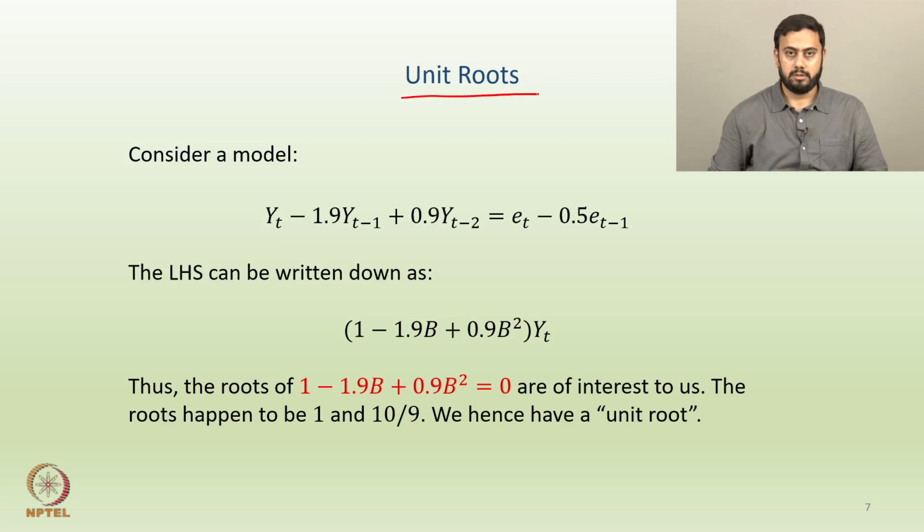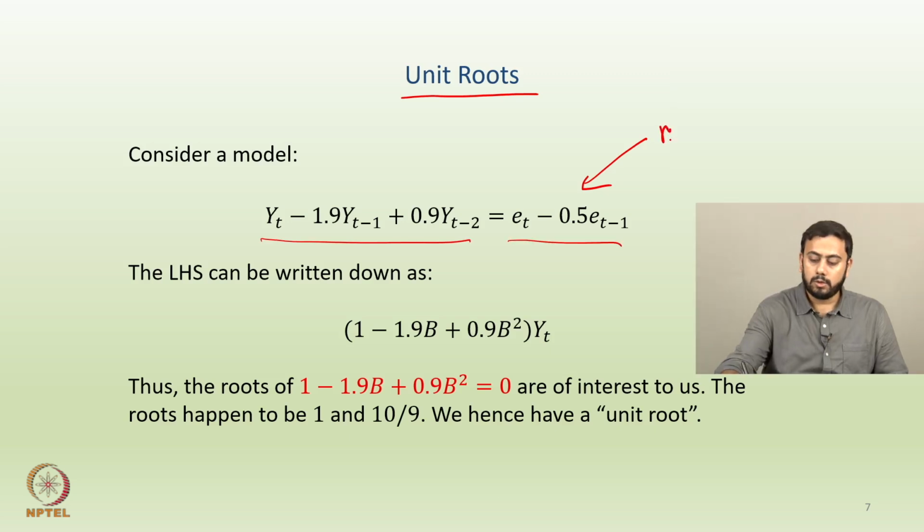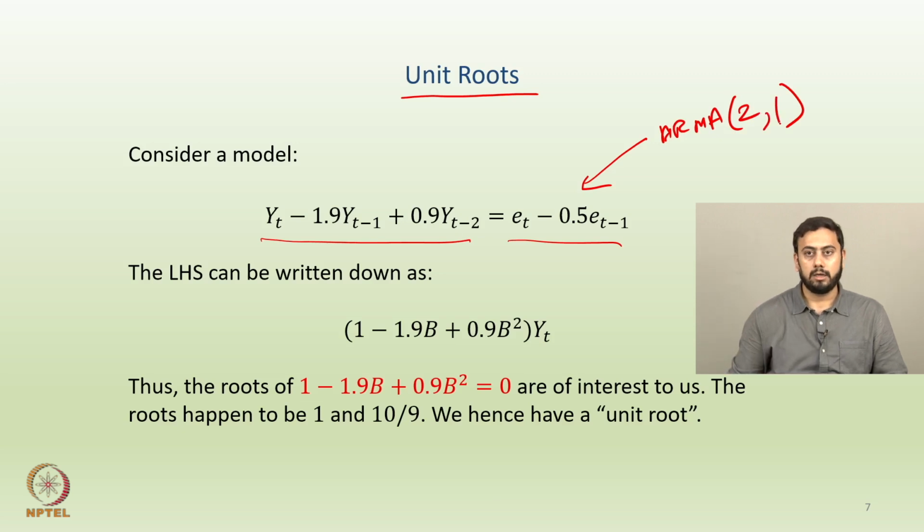So, what exactly do you mean by unit root? Let us say we consider a model. Maybe you can pause the video for a minute and try to identify this model. We have discussed this model a number of times. This model is a typical ARMA model, is it not, because this is the autoregressive structure and this is the moving average structure. So, this could be an ARMA model with what orders? Since it goes back to t minus 2, the autoregressive order is 2 and the moving average order is 1. So, this is an example of an ARMA 2-1 model.